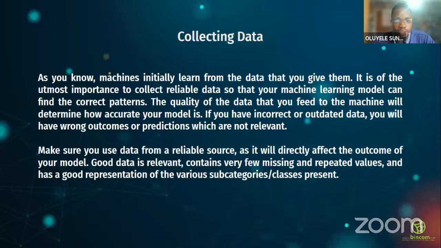So as you are seeing, machines learn from the data that we give to them. It is of the utmost importance to collect reliable data so that your machine learning model can find correct patterns. The quality of the data that you feed to the machine will determine how accurate your model is. If you have incorrect or outdated data, you will have wrong outcomes or predictions which are not relevant.